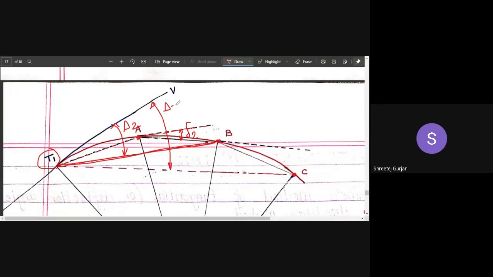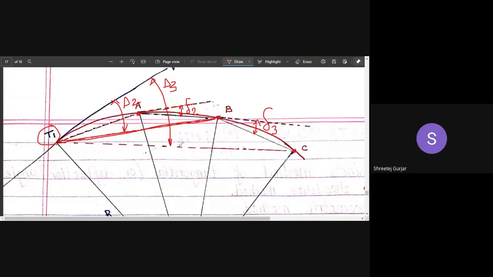Delta 3. This is your delta 3. And what will be your deflection angle will be this, and your tangential angle will be this. This will be small delta 3. Okay, so this is a tangential angle at this particular point, and this is a deflection angle when you want to find it at this particular point.